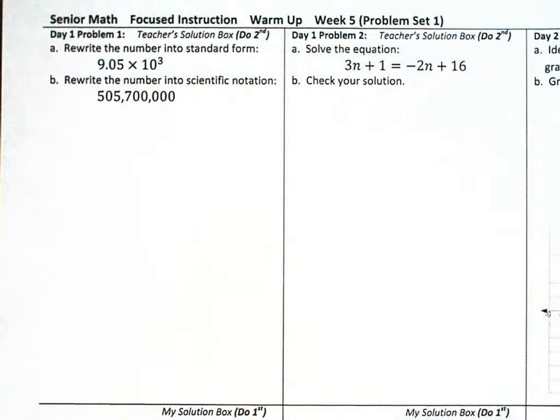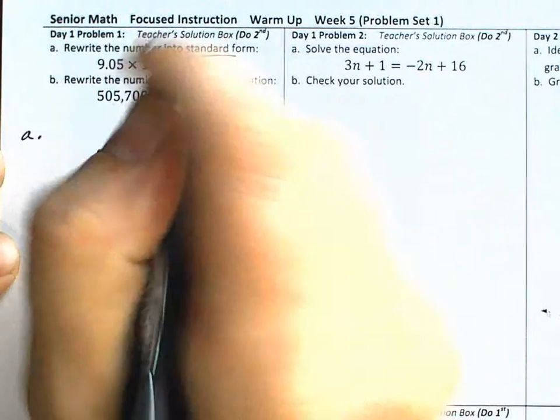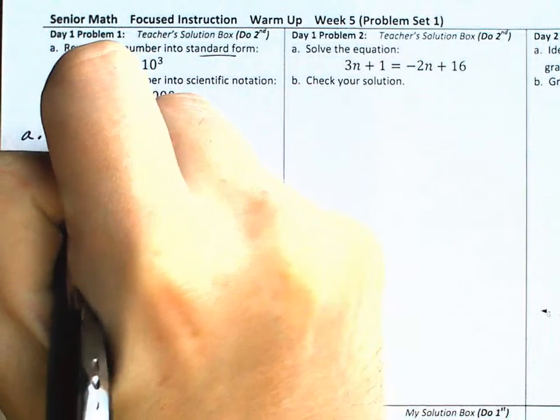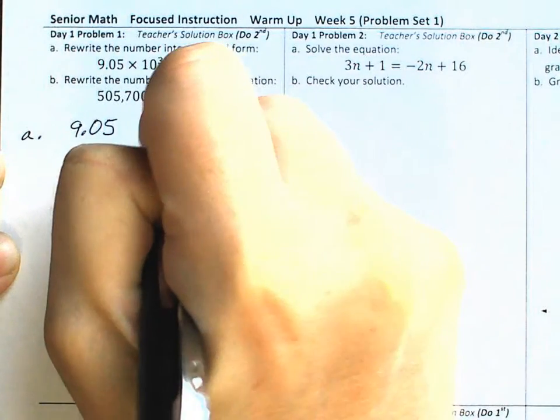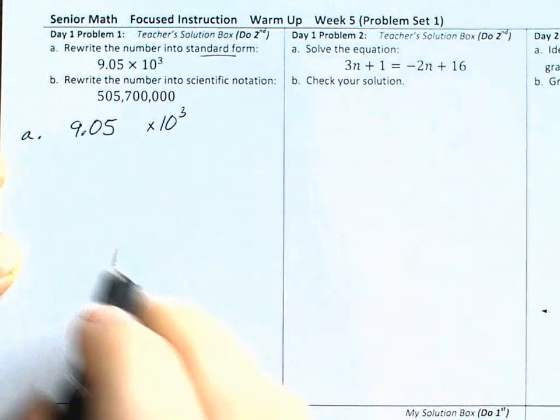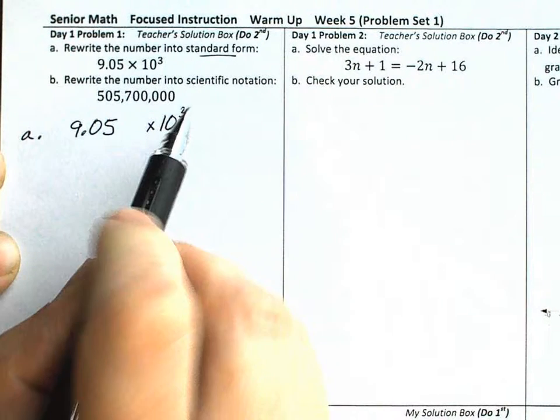Here's the solution to day 1, problem 1. Question A, rewrite the number into standard form. So let's start by copying that number down, and then times 10 to the third power. And so we want to multiply this number 9.05 times 10 to the third power.